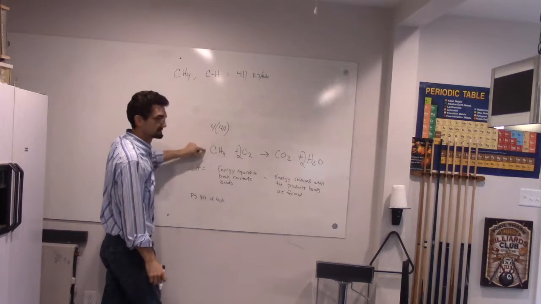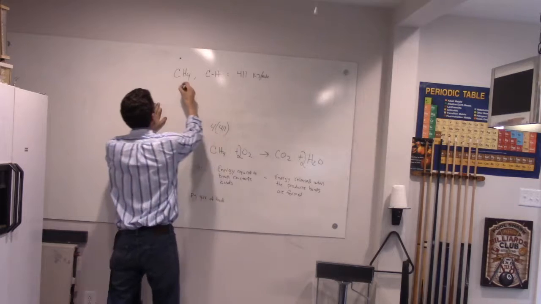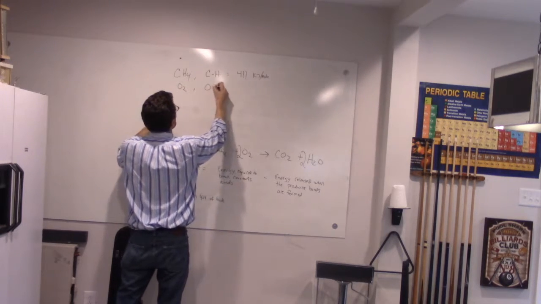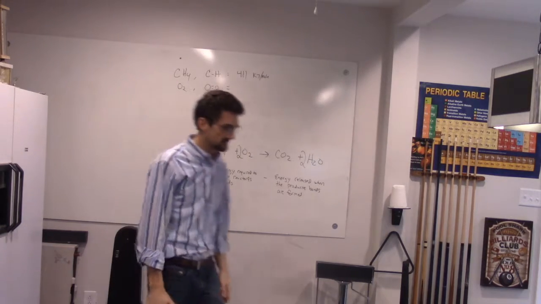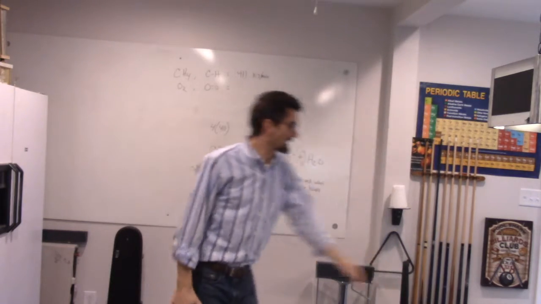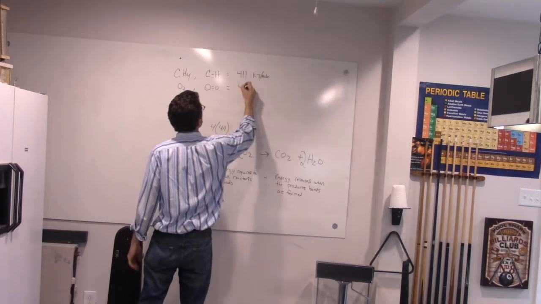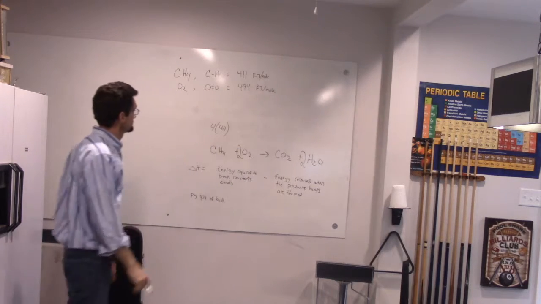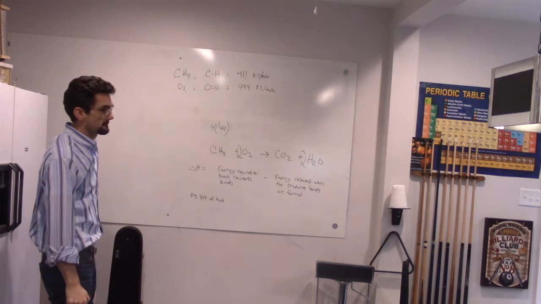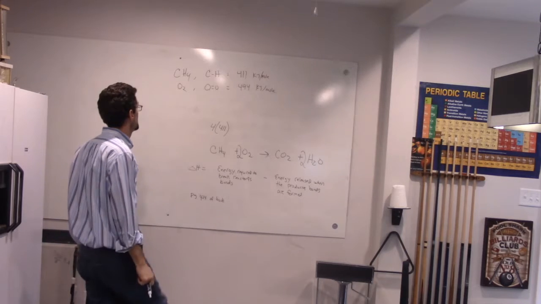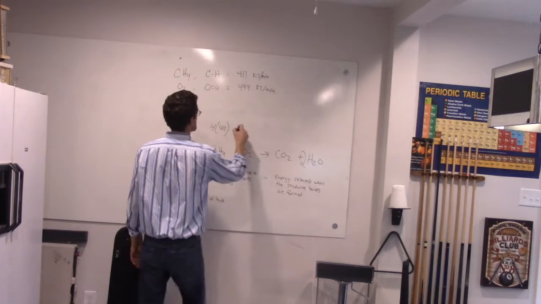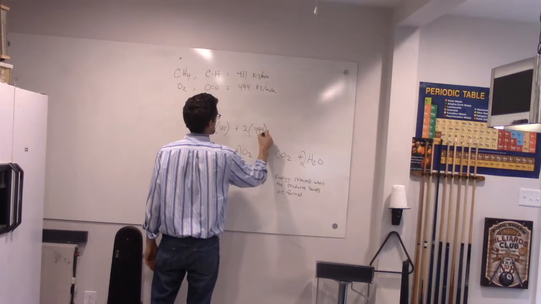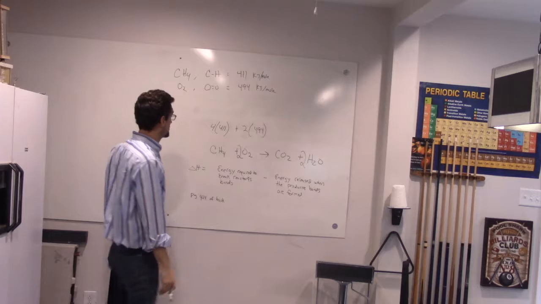How about O2? You got O double bond O, and that's equal to what? That was 494 kilojoules per mole. But we have 2 of them. So it's plus 2 times 494. That finishes our reactants.